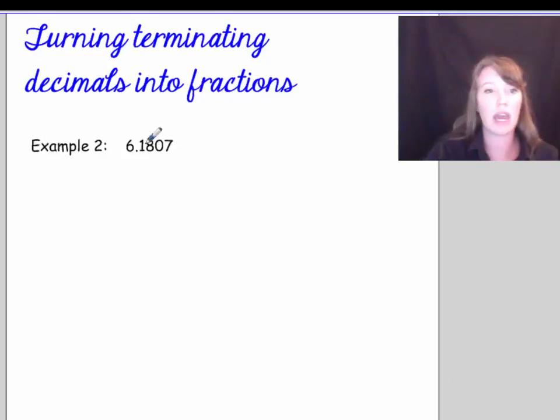Let's look at one with a value in the ones place here. So this is going to be first converted into a mixed number.